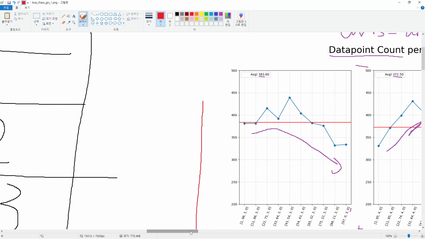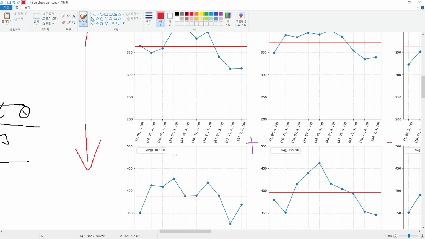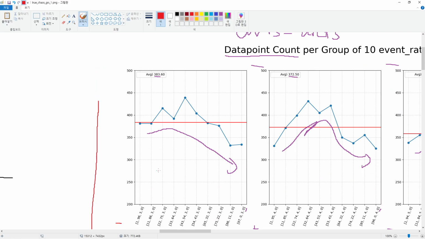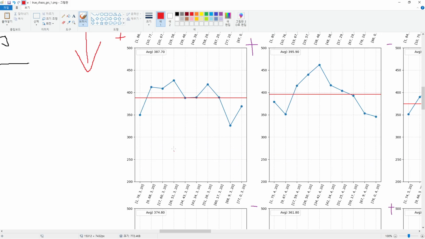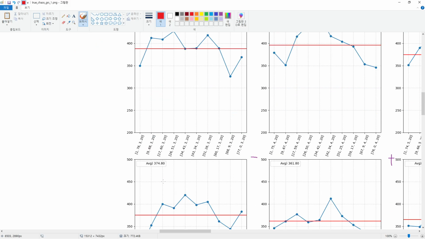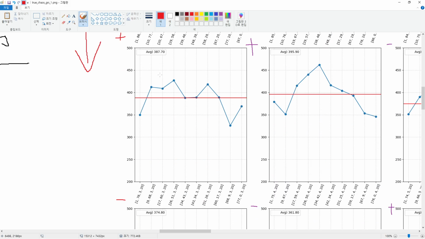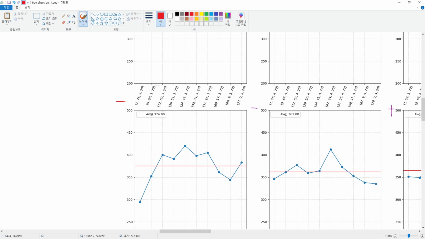383 when chill ratio is 0. 362 is, well, it decreased. 387, it increased again. So hold on. 383 when it's at 0. 362 when chill ratio is at 10. 387 when it's at 20. 374 when it's at 30, so that was a minus, and 381 when it's at 40, so it's a plus. Okay.